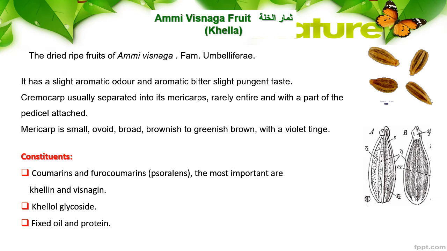The mericarp is small, ovoid, broad, with brownish to greenish brown color and bearing violet tinge, also bearing stylopod or remaining of sepals. Constituent containing coumarin and furanocoumarin, which are known as psoralens. The most important constituents are khellin and visnagin, in addition to khellol glycoside, fixed oil, and protein.